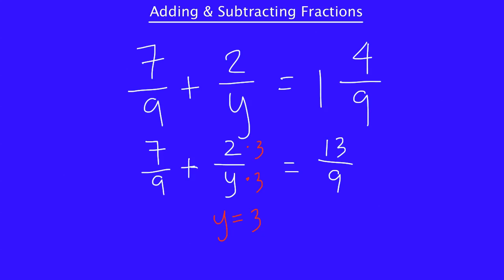Let me try a different color here. If we had indeed 7 over 9, and we were adding this to, let's try this, 2 times 3 is 6. And then if y were indeed equal to 3, 3 times 3 is 9. If we're right, this should equal the answer of 13 over 9. And so 7 plus 6 is 13. And well, what do you know? You don't do anything to the denominator, and so that's your answer. And so we can see that that is indeed our answer.